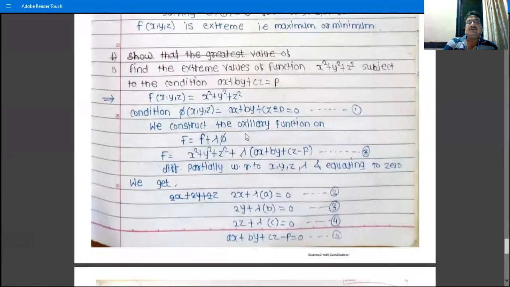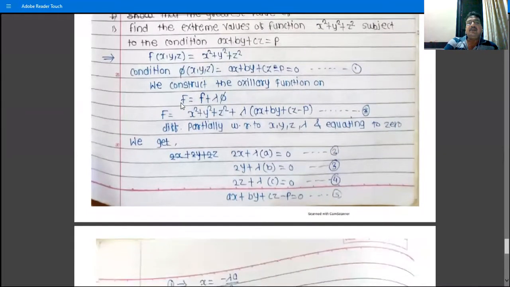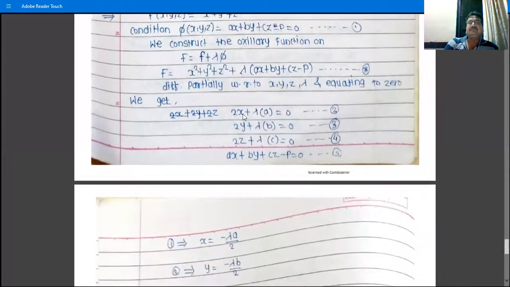Then we construct the auxiliary function as capital F is equal to small f plus lambda into phi. That is, capital F is equal to x square plus y square plus z square, this function that we have to find its maximum or minimum value, plus lambda into the condition. So this is the auxiliary function. We denote capital F by this function plus lambda into condition.